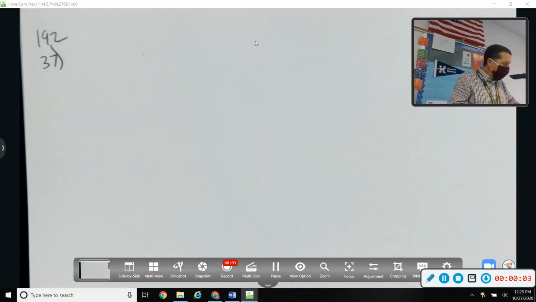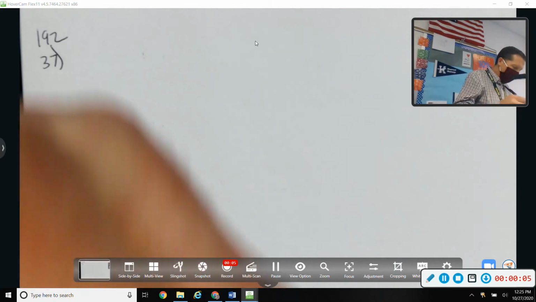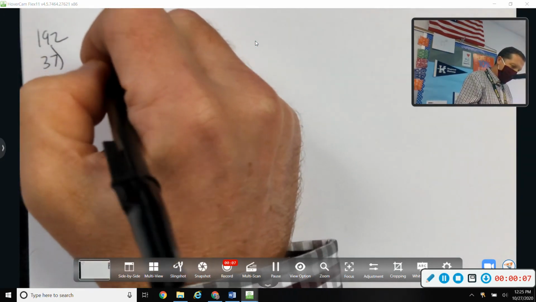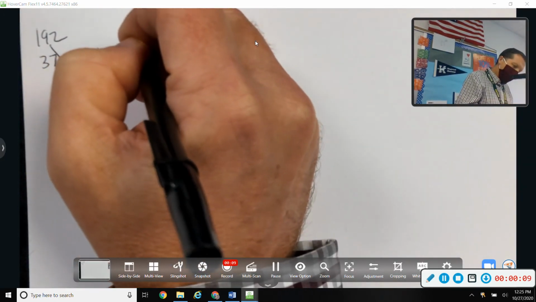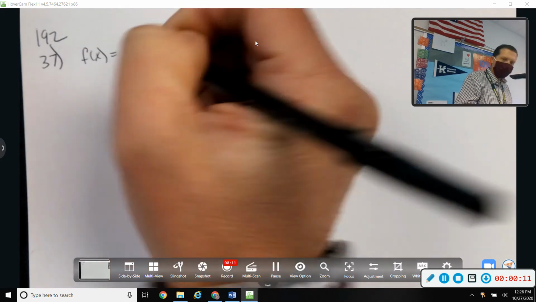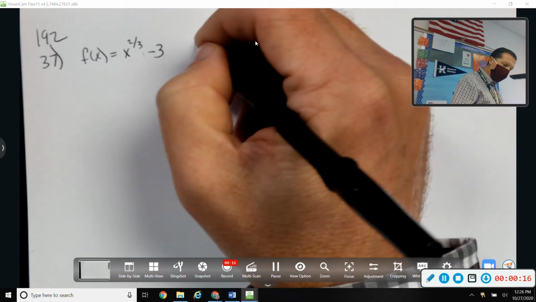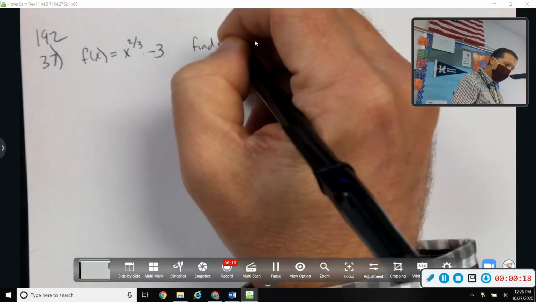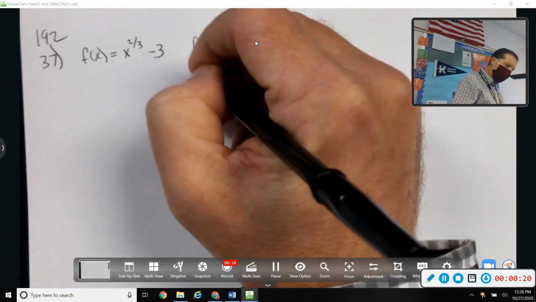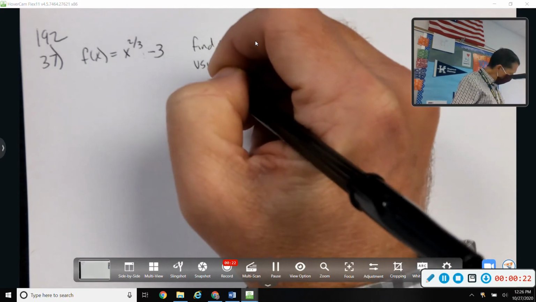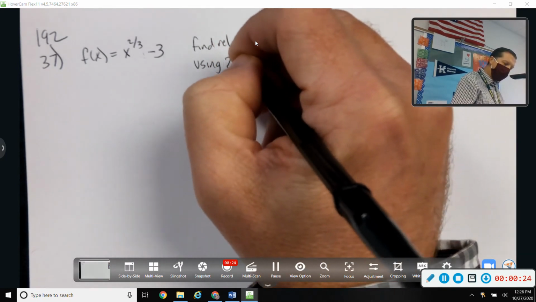Page 192, number 37. f(x) = x to the 2/3 minus 3. And the directions say, find the relative extrema using the second derivative test.